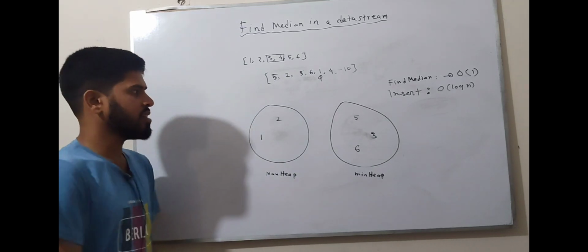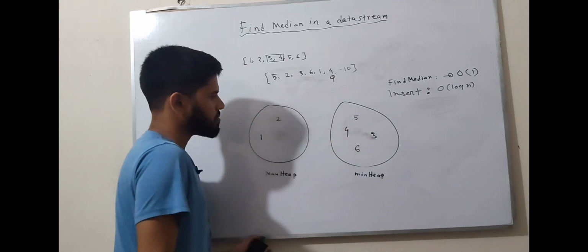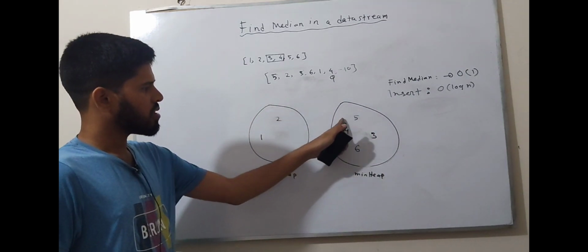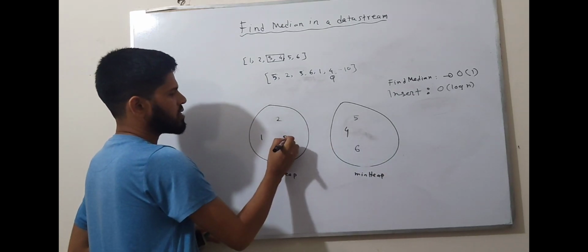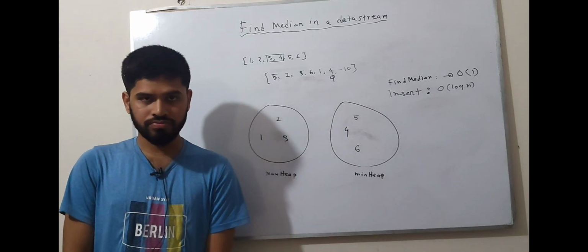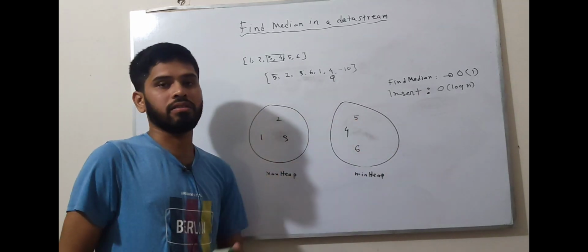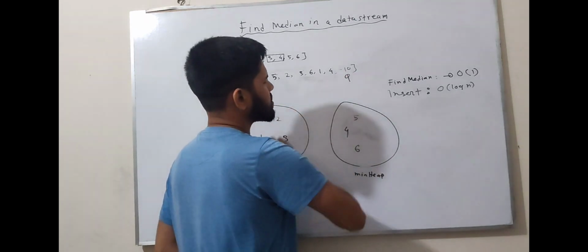I hope you're understanding. Let's move forward. 4, let's insert here. Now we see the minimum here, 3. Let's remove it, let's put it back here. Size of min heap is not less than max heap. So we'll not remove from here and we'll not put it back there. Okay? Let's move forward. This is our last element.